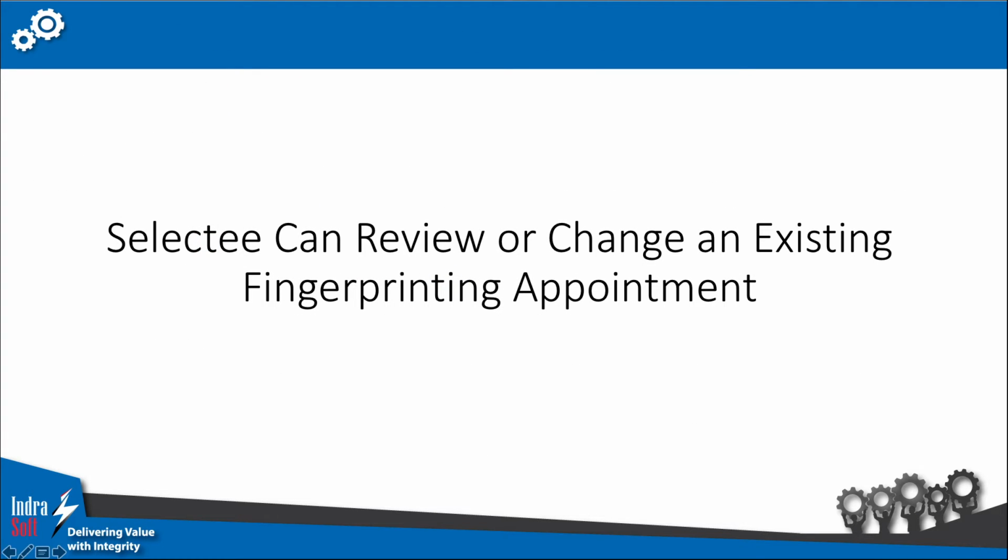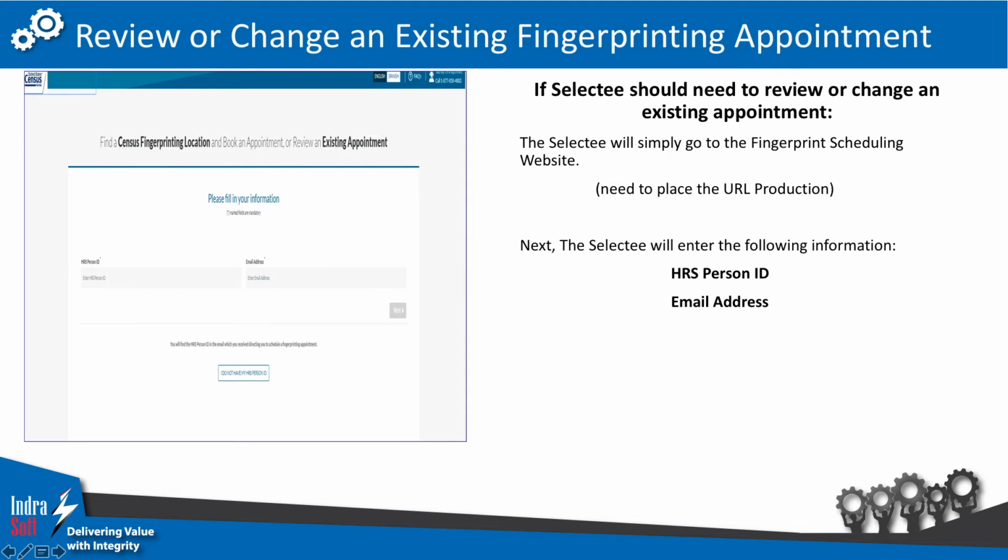How the selectee can review or reschedule a fingerprint appointment. Should a selectee need to review or change an existing fingerprint appointment, the selectee will simply go to the Fingerprint Schedule Appointment website and provide their HRS person ID and email address information again, as they did when scheduling the initial appointment. Should they not have the HRS person ID on hand at the time of rescheduling or review of an appointment, selectee will click on "I do not have HRS person ID." This will direct the selectee to the following screen to provide more information.